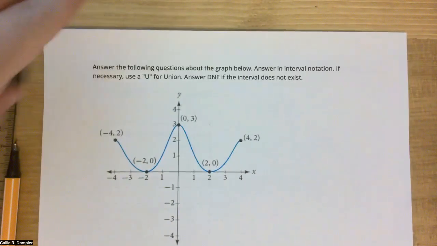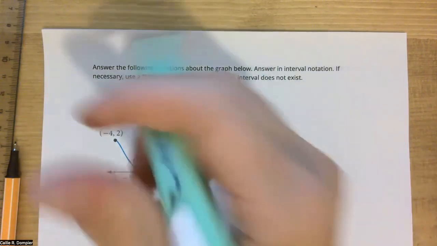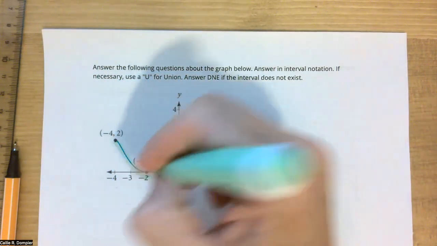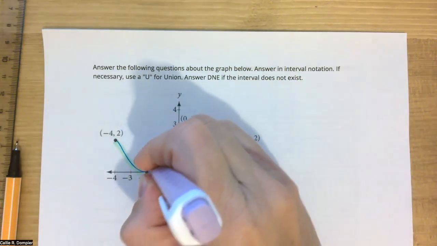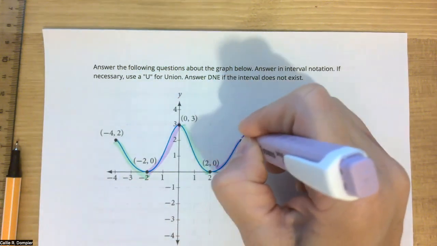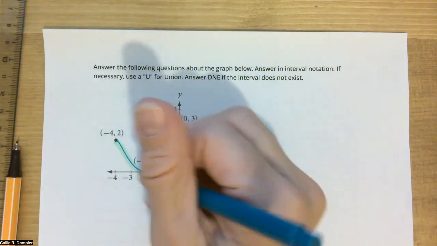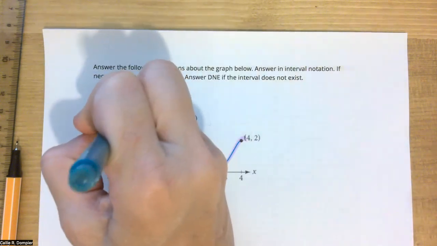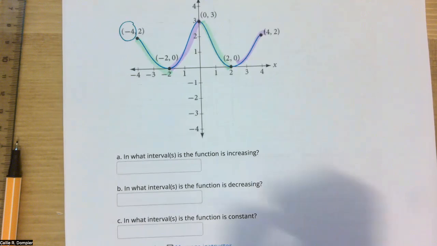Same exact thing, okay? What were the colors we used? We used green for decreasing. This is going down. This is going down. Where is it increasing? It's going up. It's going up. Okay. And remember, we're only worried about the X values, nothing about the Y. It doesn't matter how far it's going up or going down. So we're only looking at the X. Here, X is -4. So it's decreasing.